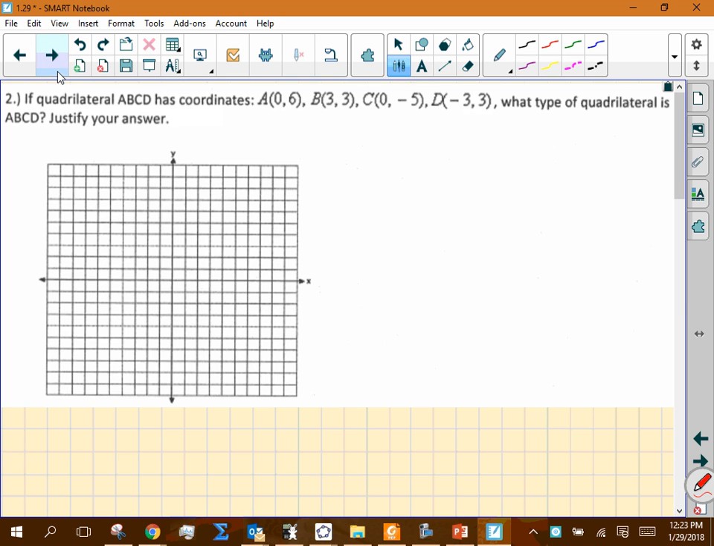Same thing happens on this one here. That one is not, you're going to deal with slopes maybe, find out essentially all the slopes are different, therefore it cannot be a parallelogram. And we'll talk tomorrow how that one actually gets classified as a kite. Okay?